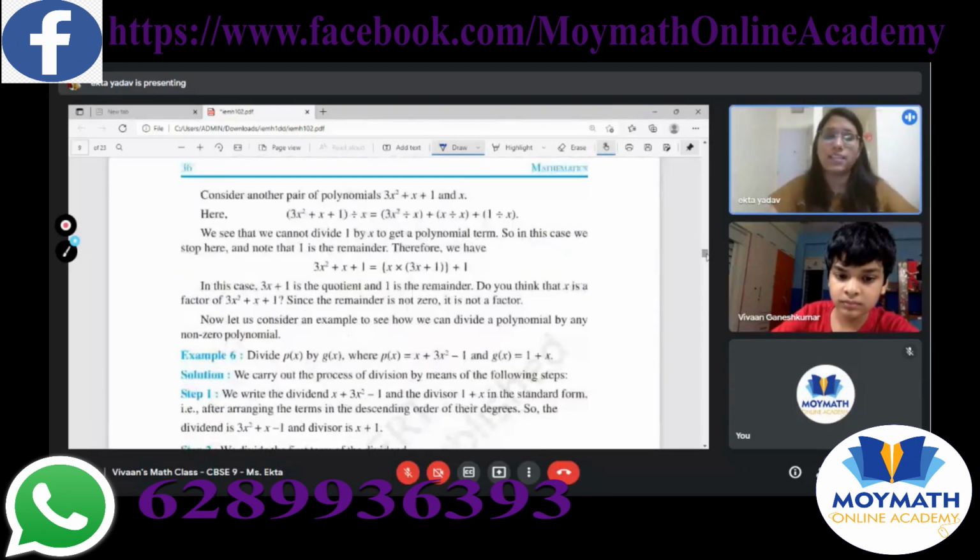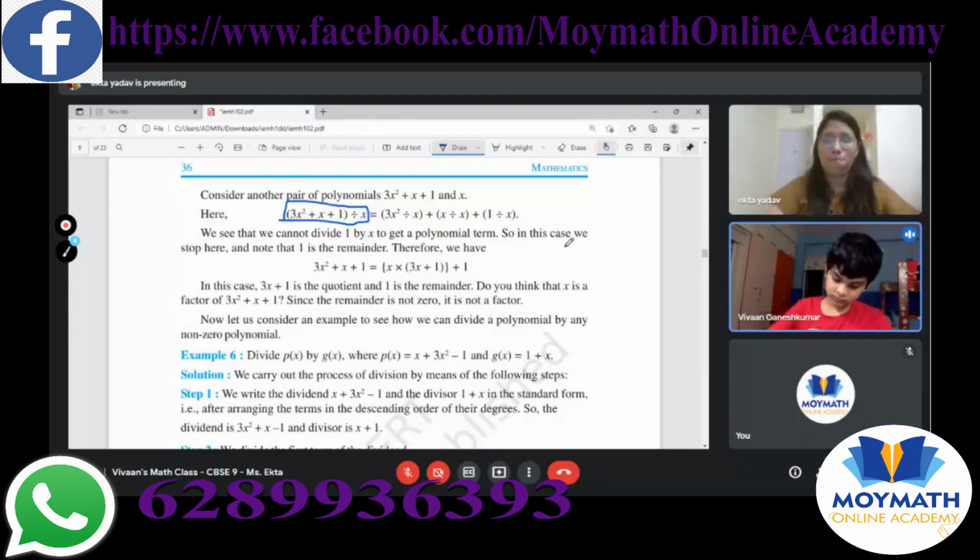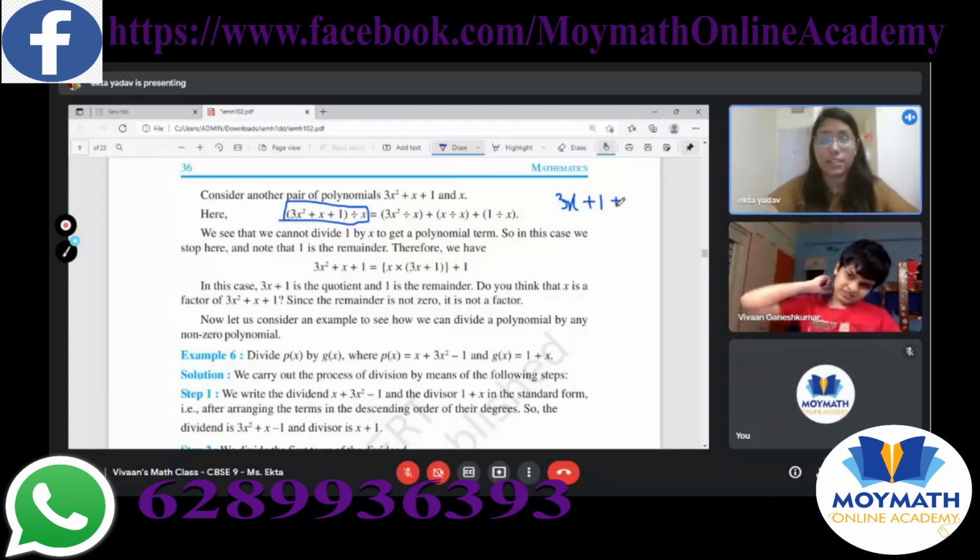Now again, there is an example given. Can you solve it? 3x squared plus x plus 1 divided by x. Ma'am, 3x plus 1 plus 1. 3x plus 1 plus 1 by x, right? Yes, ma'am. Right.